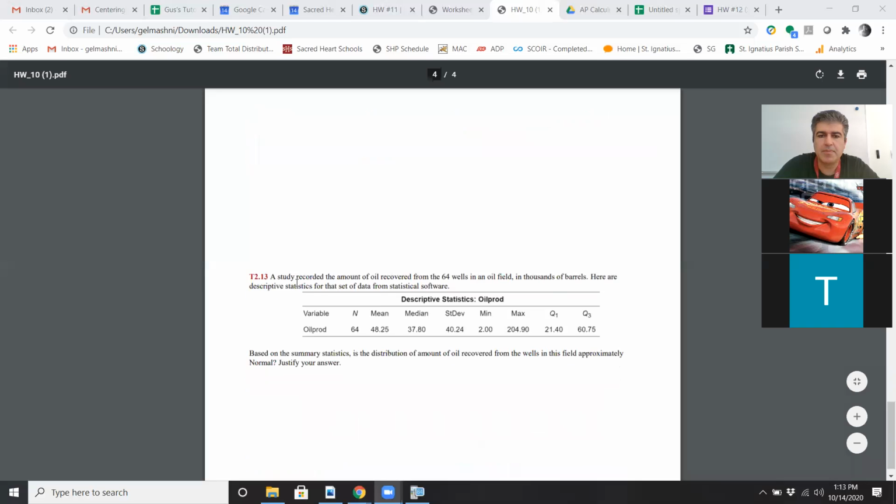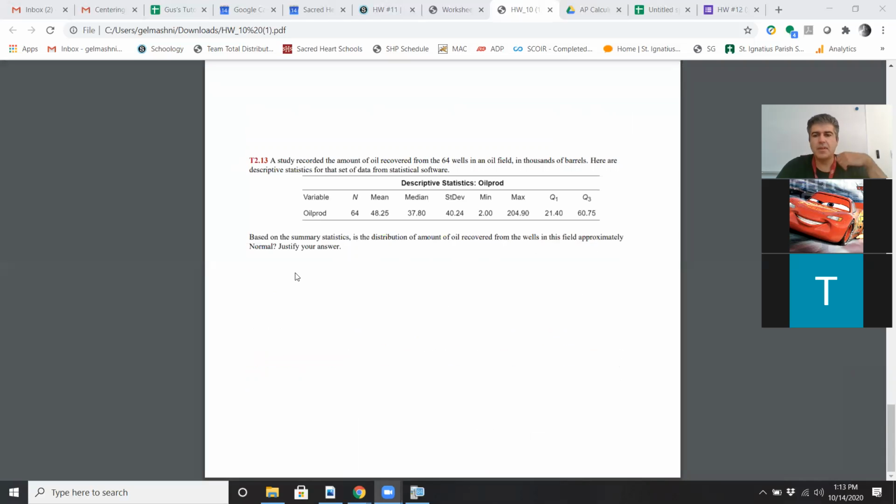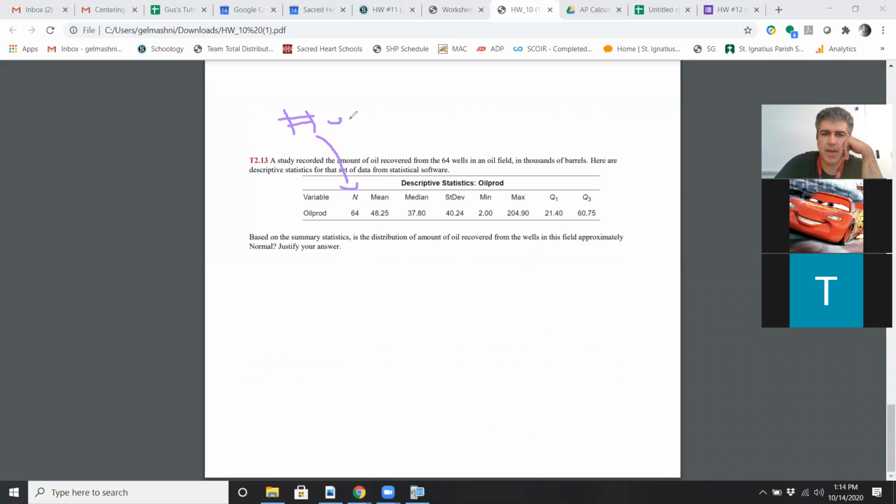Lastly, for 2.13. Okay. You have summary statistics here. And I guess we're recording the amount of oil recovered from 64 wells in an oil field. So remember, N always represents the number of items. Just remember that. N always represents the number of items. We know what mean is. That's just your average. You know what the median is. That's going to be the middle number. We know these things, right?